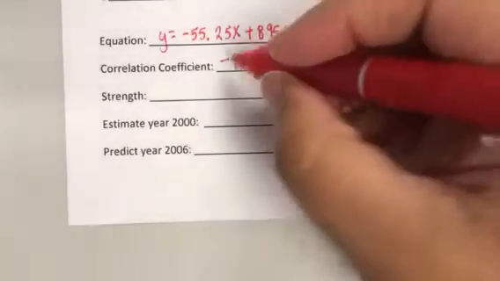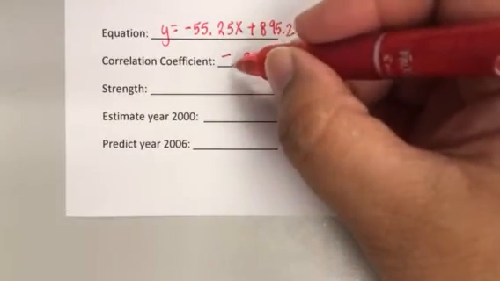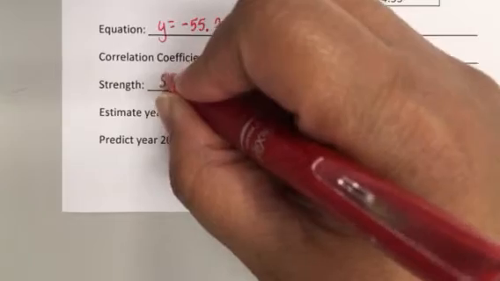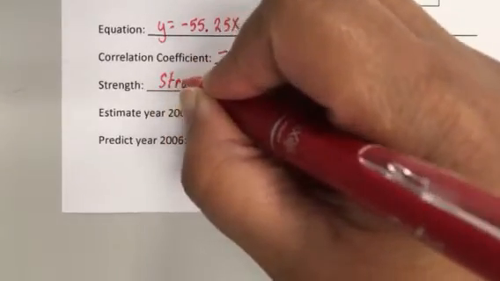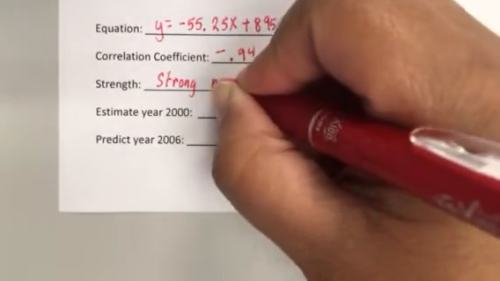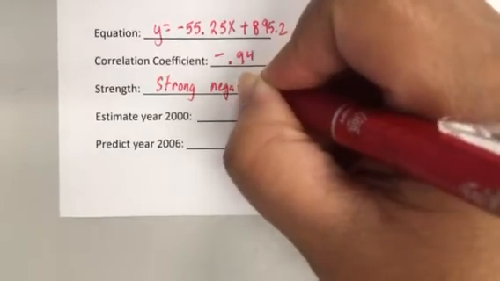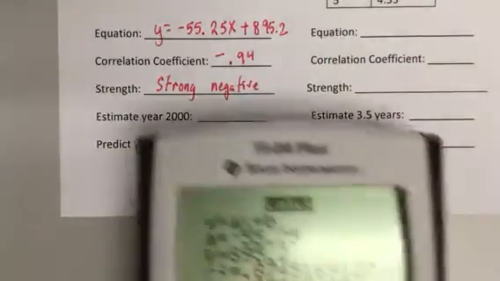Alright, so what kind of strength is that? That is a strong negative. Okay, so let's take a look.